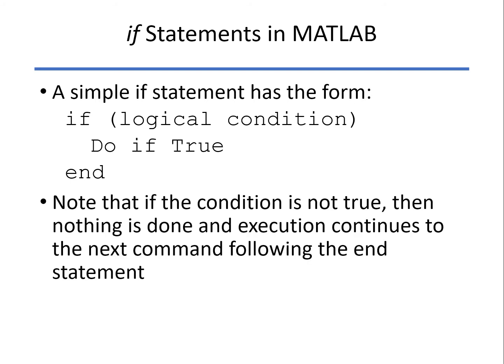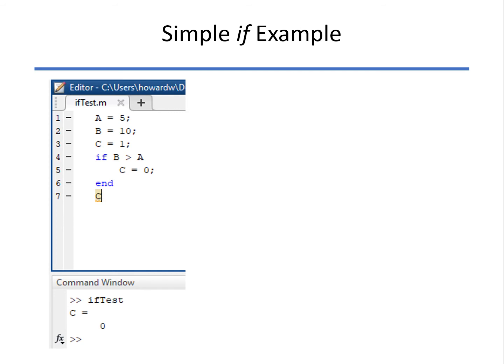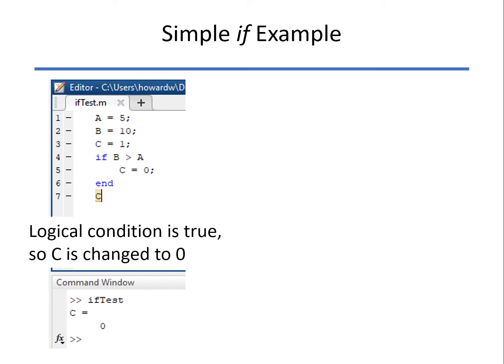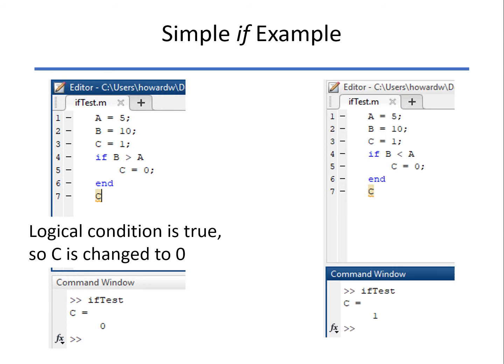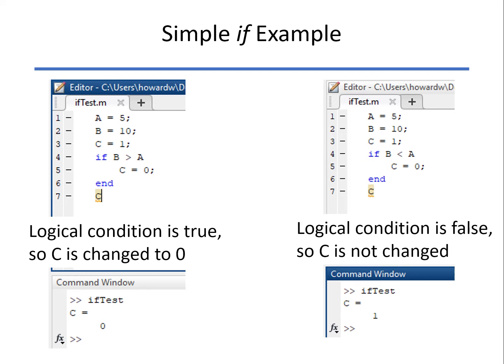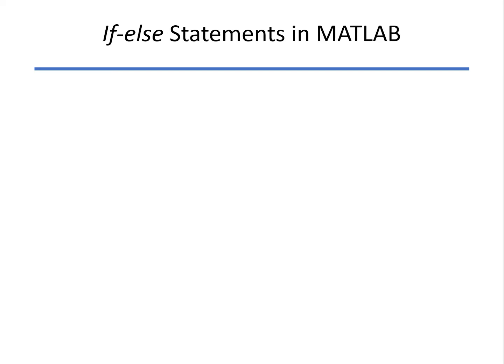So in this case, if the condition is not true, then nothing happens. Simply go on to the next command following that end statement. So here's one where we've looked at a couple of variables, a, b, and c. And this first one says if b is greater than a, which in this case is true, then c will be equal to 0. So the logical is true, and so c is changed to 0. On the other hand, if we switch that around and say, if b is less than a, in this case it's not true, so that command is skipped altogether, and c is unchanged and left as a value of 1. Okay, so that's the simple if statement.